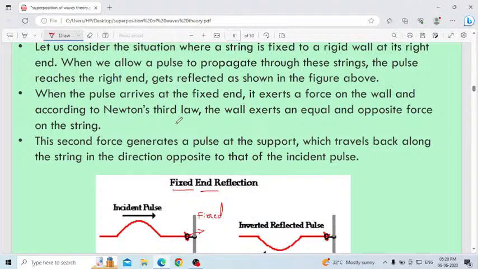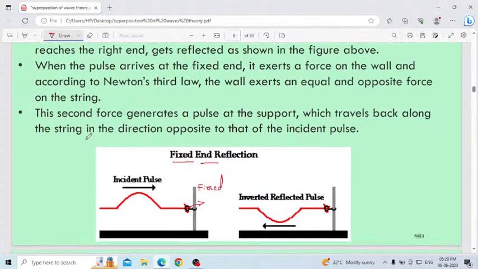According to Newton's third law, the wall exerts an equal and opposite force on the string. Here, this is the rigid wall, and this point is fixed, therefore there is no movement. But when this impulse hits the rigid wall at this point, the pulse experiences an equal and opposite force in this direction.